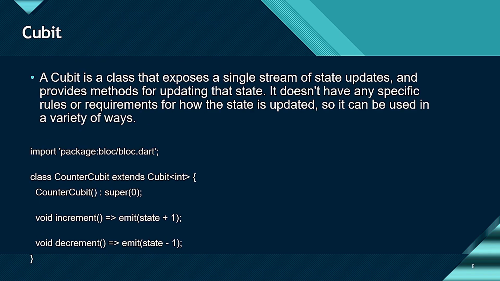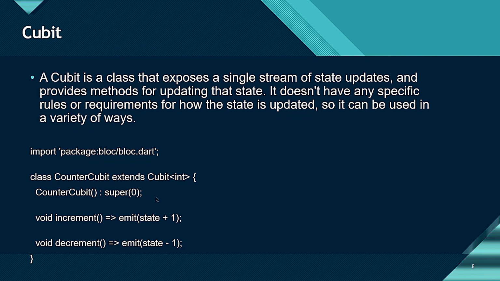All right, so let's understand the Cubit. Cubit is a lightweight state management solution that provides a simple alternative to the Bloc pattern. It's essentially a simple state container that exposes a stream of state updates. So let's go into the example. As you can see, we have a class CounterCubit, and we extend that with Cubit. In this example, the Cubit class exposes a single stream of state updates of type int. So this is the stream of state, which is of type integer, and it has two methods, increment and decrement, which update the state by emitting new values to the stream using the emit method.